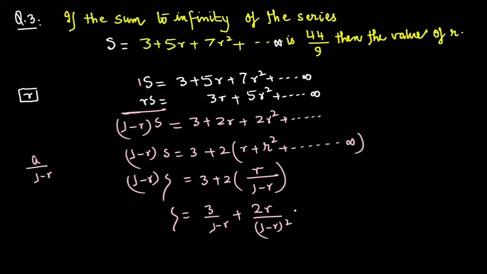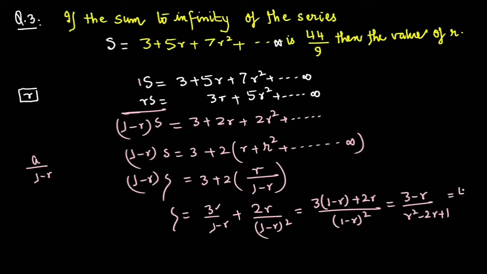Now if I simplify this one, see here, 3 into 1 minus r plus 2r upon 1 minus r whole square. I am taking 1 minus r as the LCM. So 3 into 1 minus r plus 2r, it becomes 3 minus r upon r square minus 2r plus 1. And its value is given as 44 divided by 9. Multiply it.